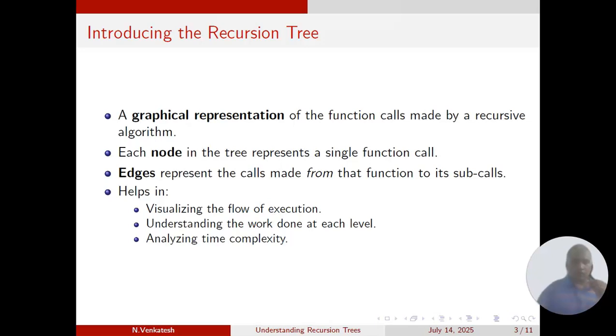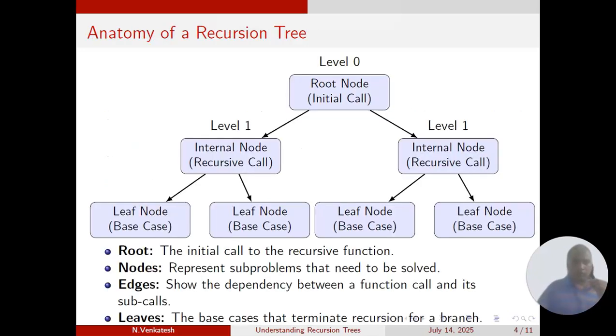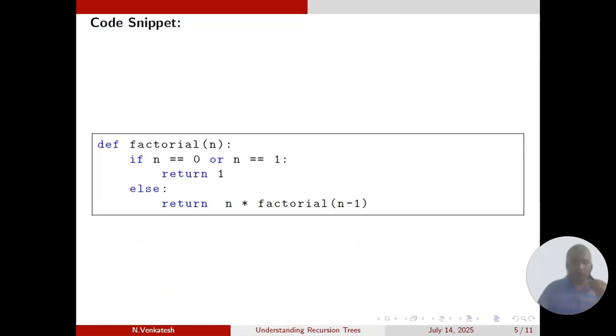So let us consider an example. A typical recursion tree will have the initial call at the root node, the subsequent calls will be part of the internal nodes, and the base cases will be at the leaves. So consider an example for factorial.